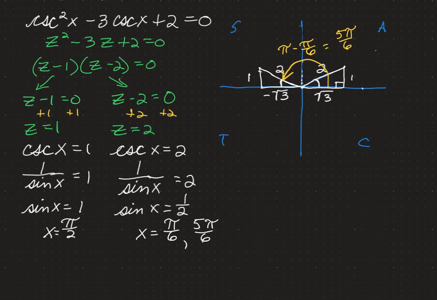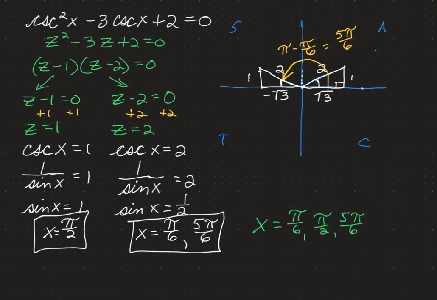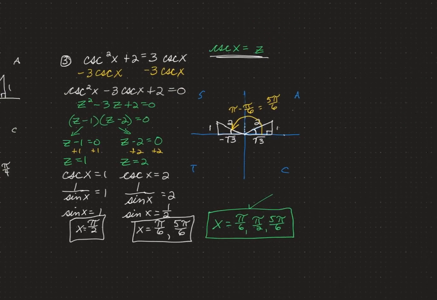We have 3 answers, actually. We have these two and that one, and you can check them all in the original equation using your calculator and the pi button. However, the conventional way to report these is to put them in order from smallest to largest. All right, that was example 3. Let's move on to an example 4.